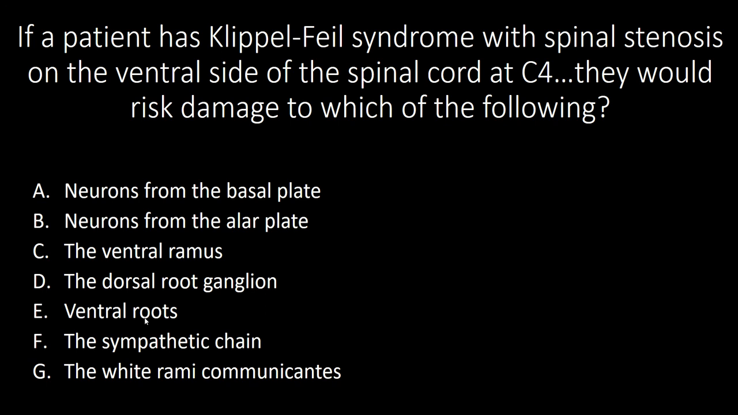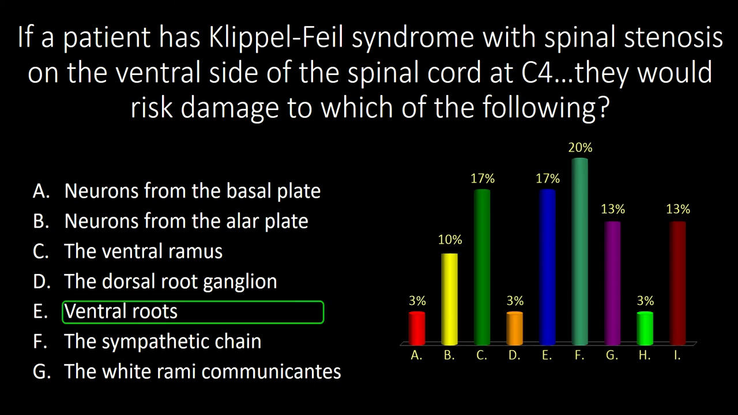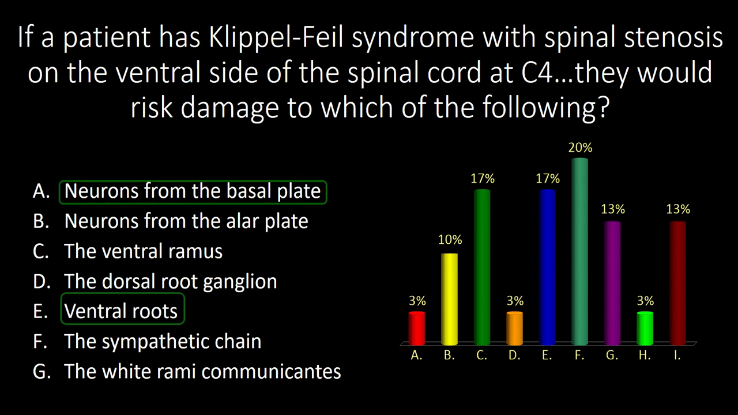Then thinking about if you have spinal stenosis, so you have narrowing of the spinal canal due to the bony structures around it. Thinking about where the ventral ramus is, well, that's actually outside of the vertebral column, right? It splits once it exits, and so that might not be affected. Could ventral roots be affected? Yes, that's inside, and so this could be affected. The sympathetic chain is not around there, and the white rami communicantes are outside, and probably not going to be affected. And so the correct answers, in this make-believe case, are neurons from the basal plate and the ventral root.